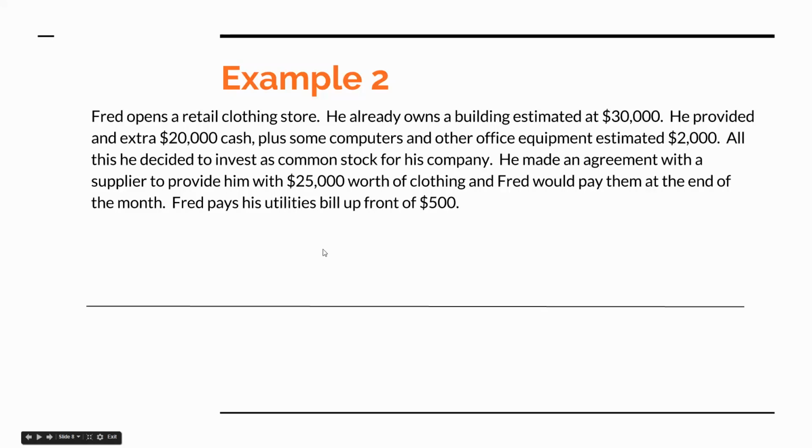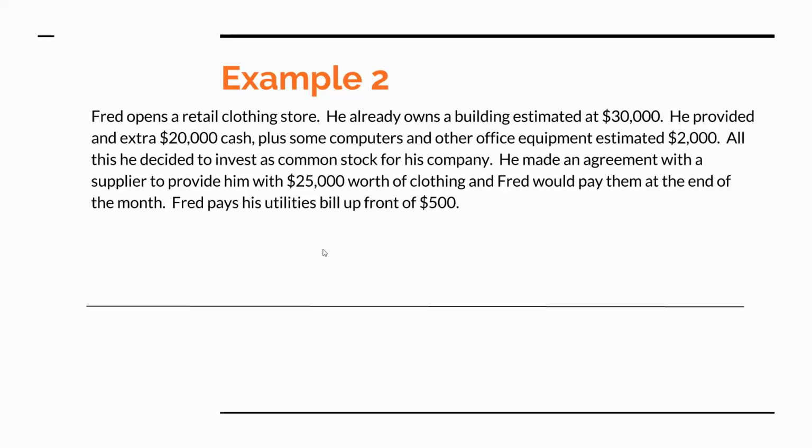All right, we're coming up to example 2 of the accounting equation. Fred opens a retail clothing store. He already owns a building estimated at $30,000. He provided an extra $20,000 cash plus some computers and other office equipment estimated at a total of $2,000. All this he decided to invest as common stock for his company.